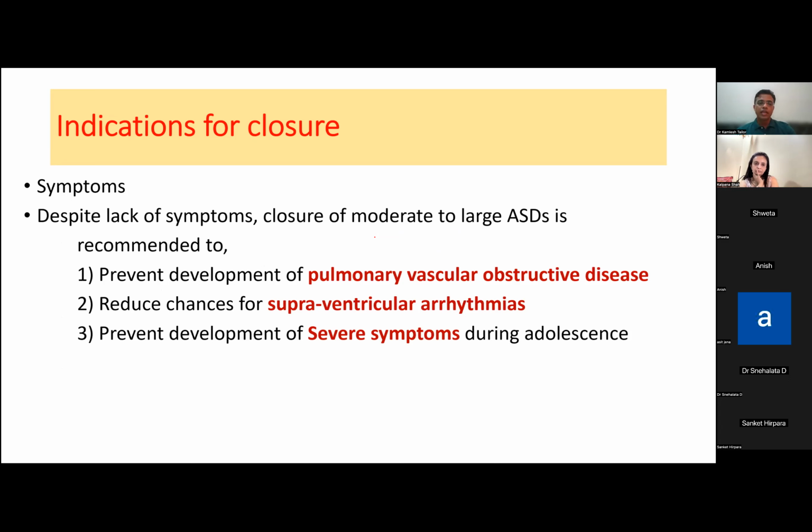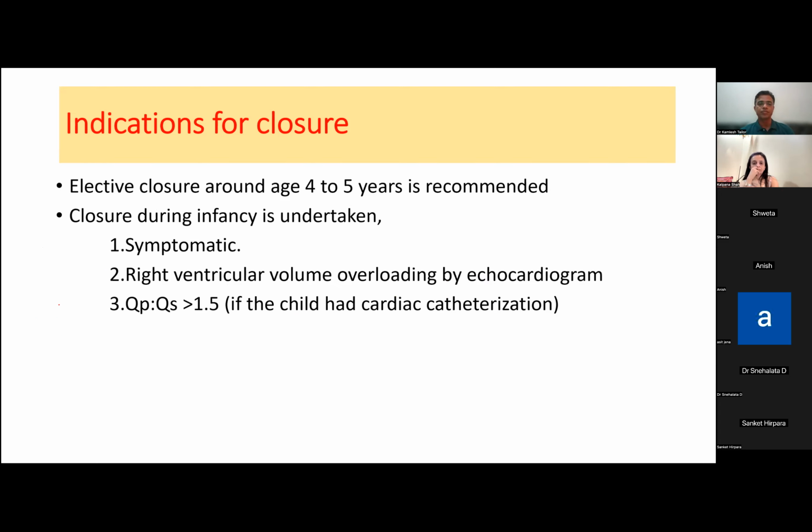Indication for closure, if I mention again, is to prevent development of pulmonary vascular obstructive disease, to reduce the arrhythmias which have already been mentioned, and to prevent severe symptoms or heart failure during adolescence. To prevent all these things, one has to close the ASD. Age 4 to 5 years, or preschool age, is recommended for elective closure. The child should be symptomatic, RV volume overload should be documented on echocardiography, and Qp:Qs should be more than 1.5.